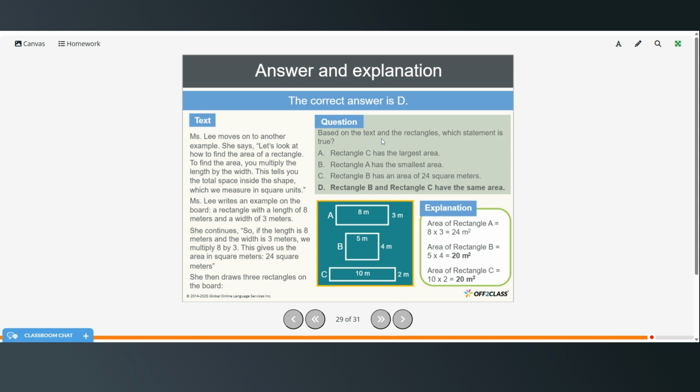So based on the text and the rectangles, which statement is true? The correct answer is D, because rectangle B and rectangle C have the same area. Here's the explanation. They have calculated the area of each of the rectangles, and we can see that B and C have the same area.